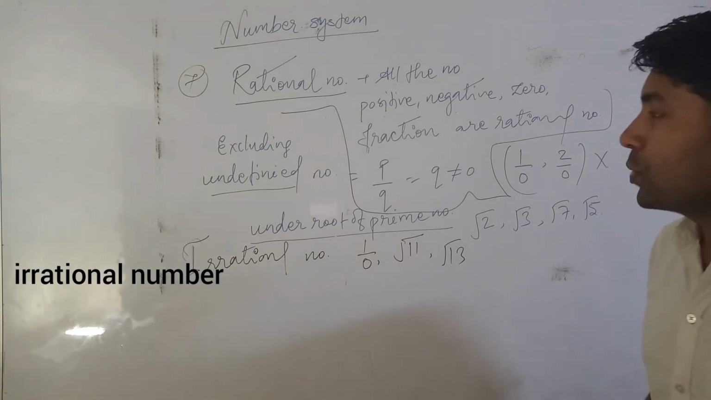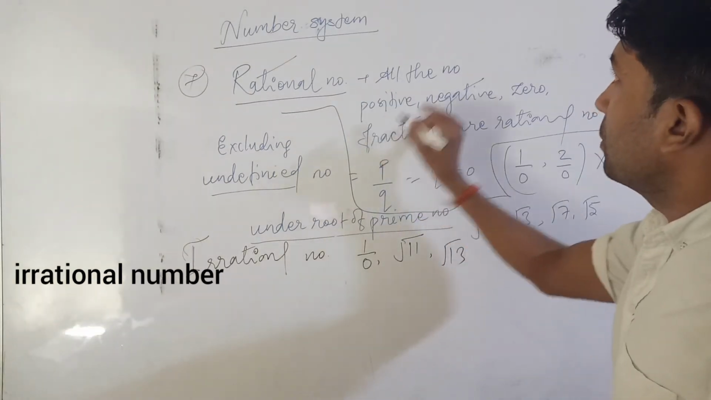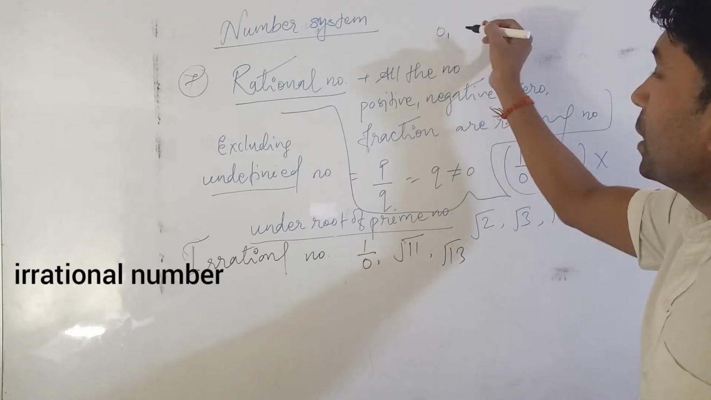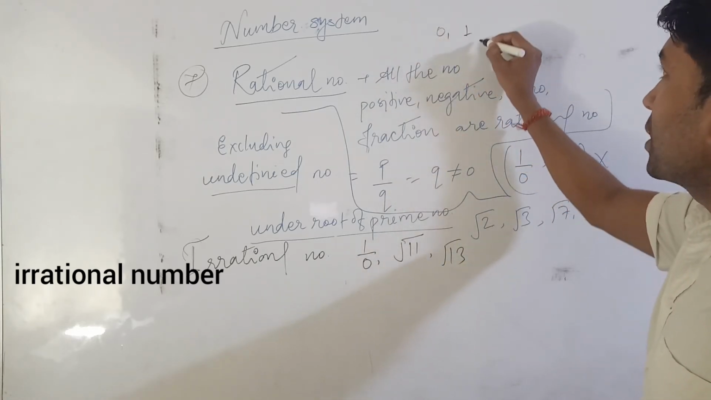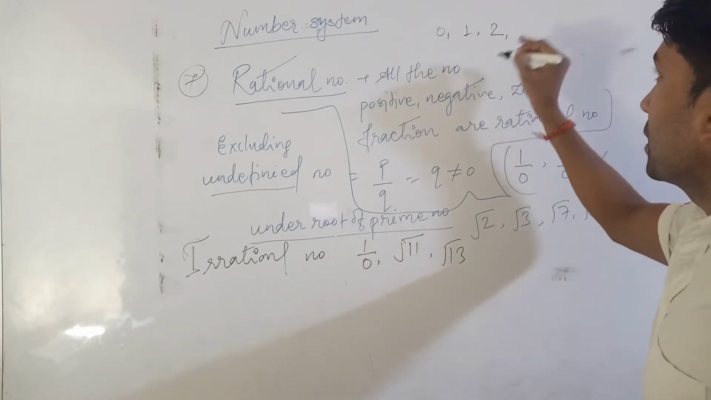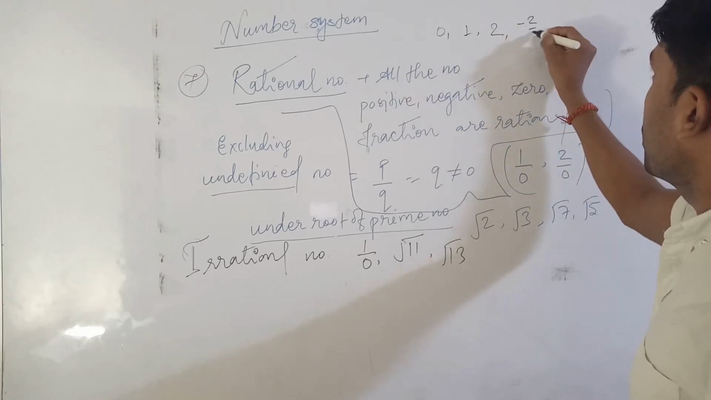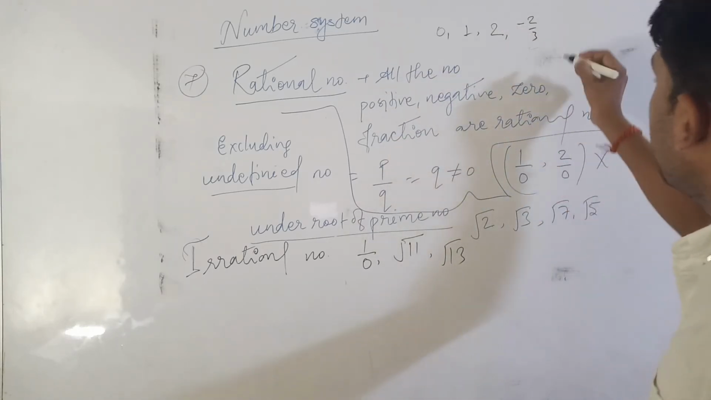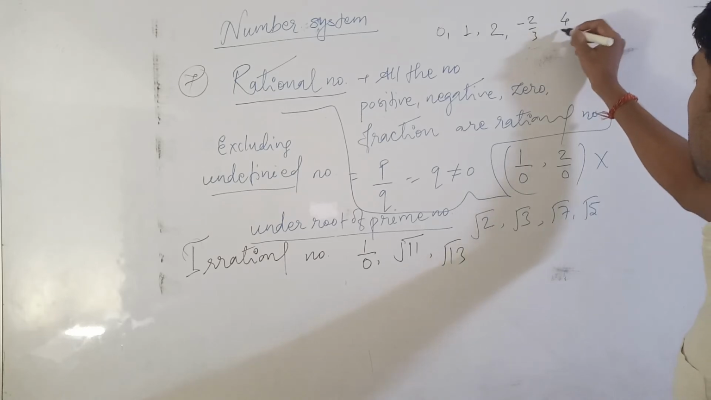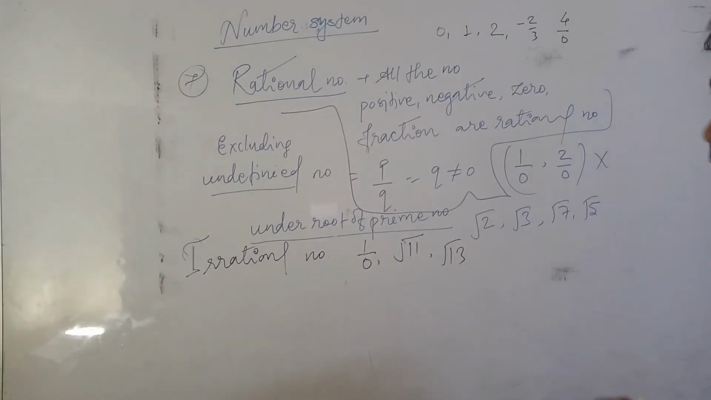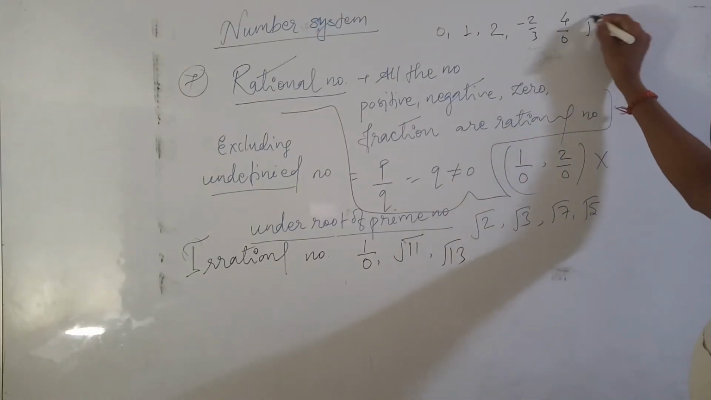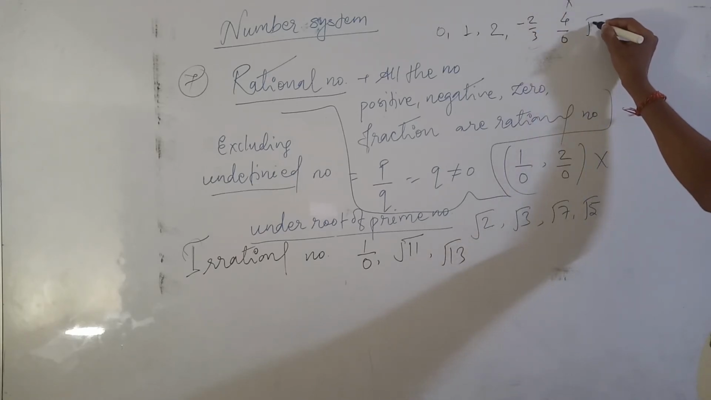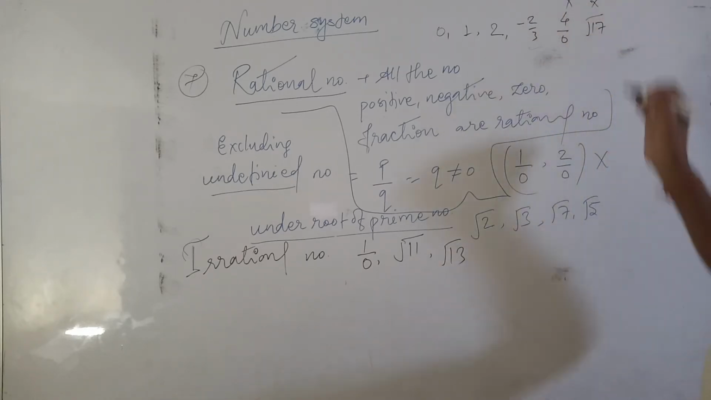Okay guys, again I'm telling you what the rational numbers are. If I write 0, a rational number. If I write 1, rational number. If I write 2, again a rational number. If I write 2 upon 3, again a rational number. But if I write 4 upon 0, this is not a rational number. If I write root 17, this is not a rational number.